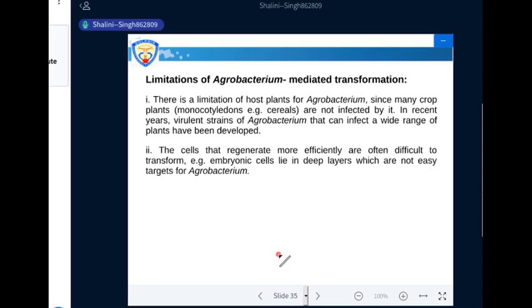Limitations. There is a limitation of host plants for Agrobacterium, since many crops, monocots like cereals, are not infected by it naturally because these plants are not producing acetosyringone. So, in such cases, acetosyringone has to be added synthetically into the medium in which Agrobacterium-mediated transformation is being carried out. The cells that regenerate more efficiently are often difficult to transform.